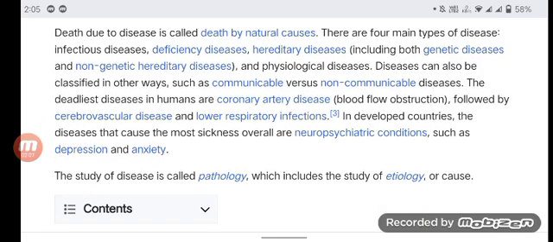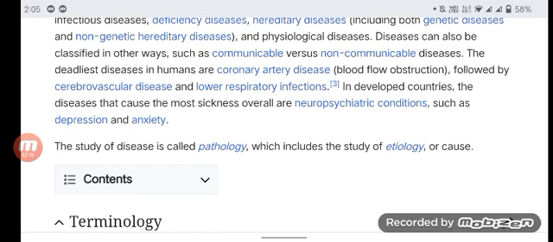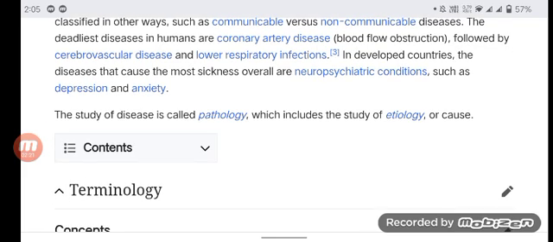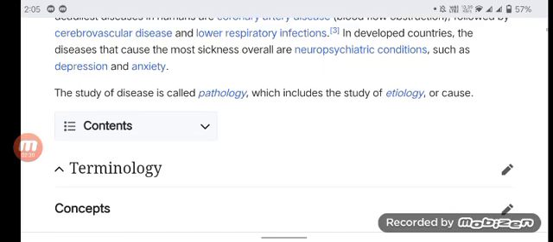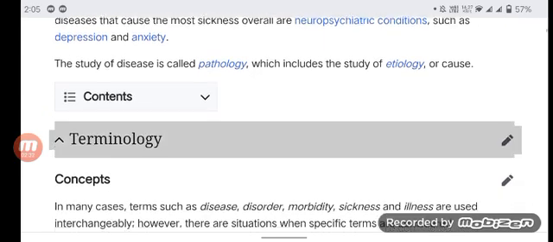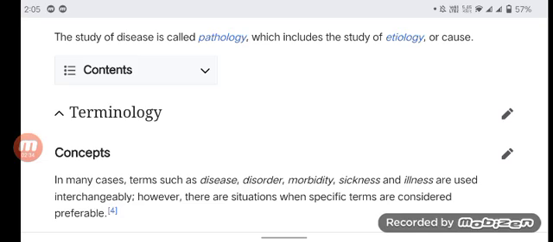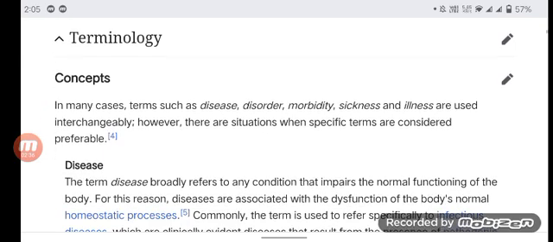The deadliest diseases in humans are coronary artery disease, blood flow obstruction, followed by cerebrovascular disease and lower respiratory infection. In developed countries, the diseases that cause the most sickness overall are neuropsychiatric conditions such as depression and anxiety. The study of disease is called pathology, which includes the study of etiology, or cause.